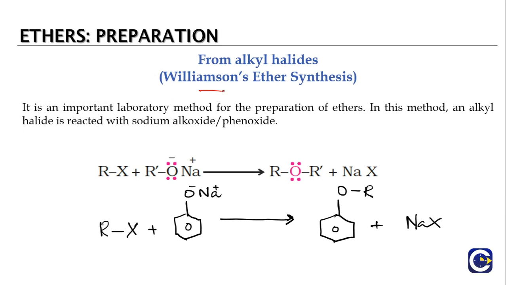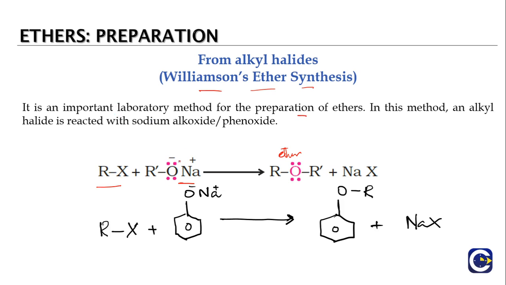In Williamson's ether synthesis, we take an alkyl halide and react it with an alkoxide, particularly sodium alkoxide, and the resulting product of the reaction is an ether. Sodium comes out with the halide ion as a salt. This is a very important laboratory method by which we prepare ethers.